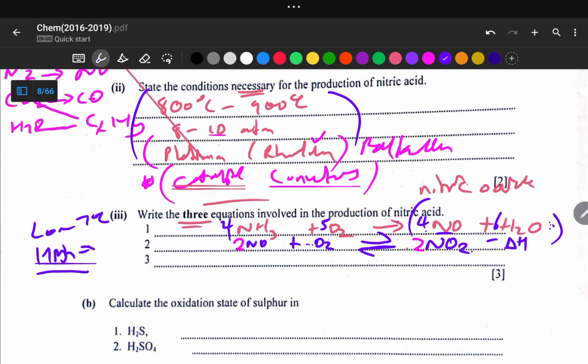So these are all in gaseous phases. Gases, and then gases. So these are all in the gaseous phases, right? So you must understand these conditions by heart.